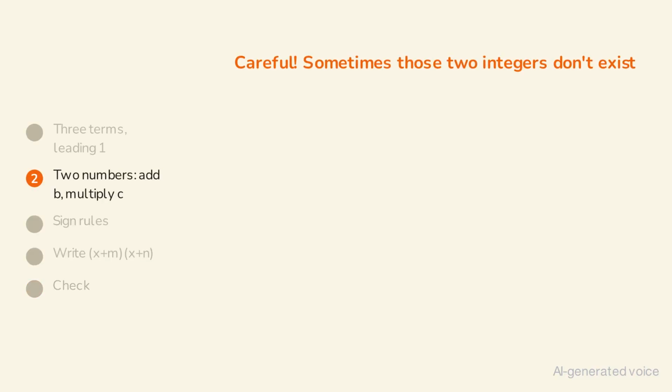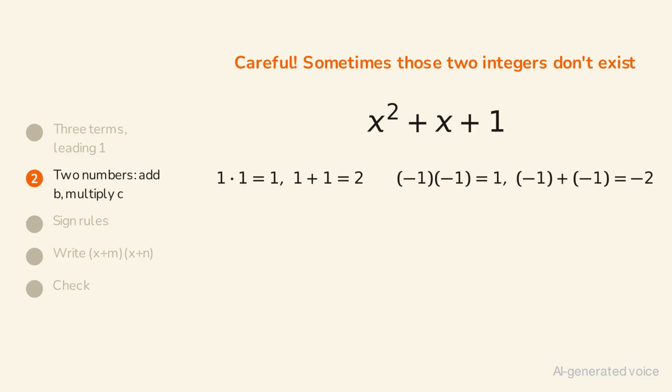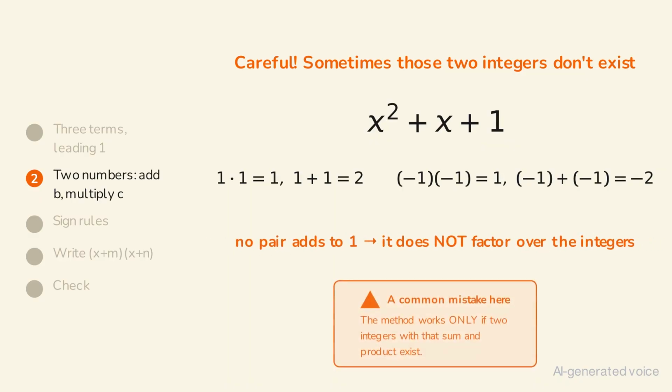But watch out for something very important. This method works only when two integers with that sum and product exist. Look at this: x squared plus x plus 1. We need two integers that multiply to 1 and add to 1. The only integer pairs that multiply to 1 are 1 and 1, which add to 2, or minus 1 and minus 1, which add to minus 2. None adds to 1, so this trinomial doesn't factor over the integers. It's not always possible, and it's fine to recognize that.